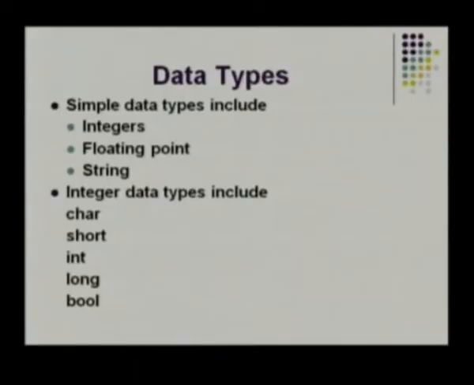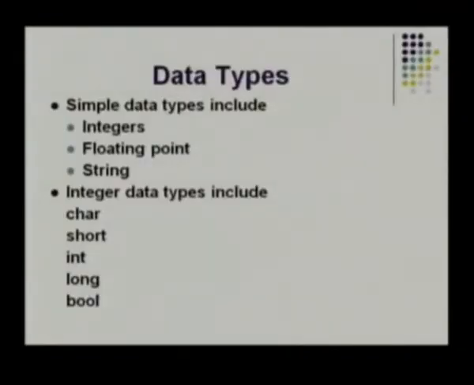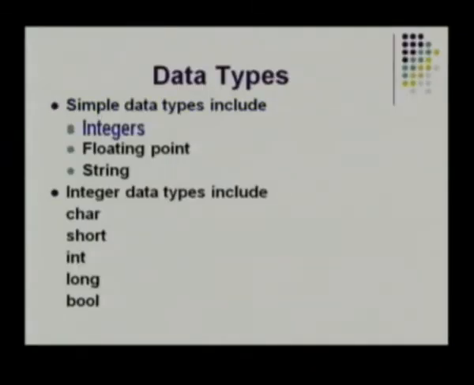The data types available in C++ are exactly similar to the data types we have in C. You have simple data types and data types which are formed according to the user's need also. In simple data types you have integers for whole numbers without decimals, floating point numbers to hold decimal values, and strings which are nothing but a sequence of characters.